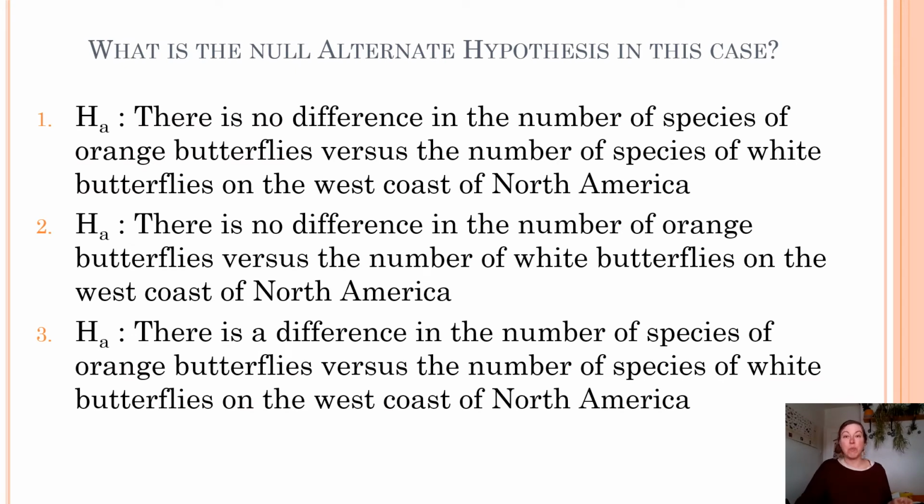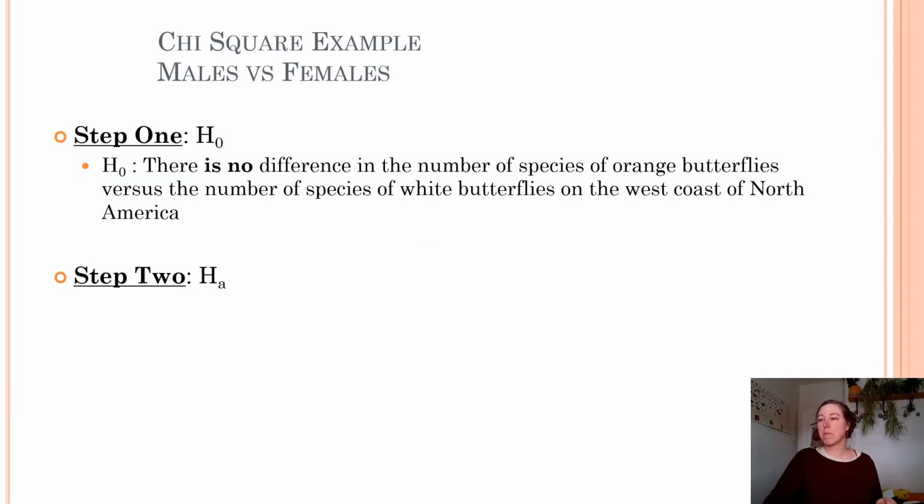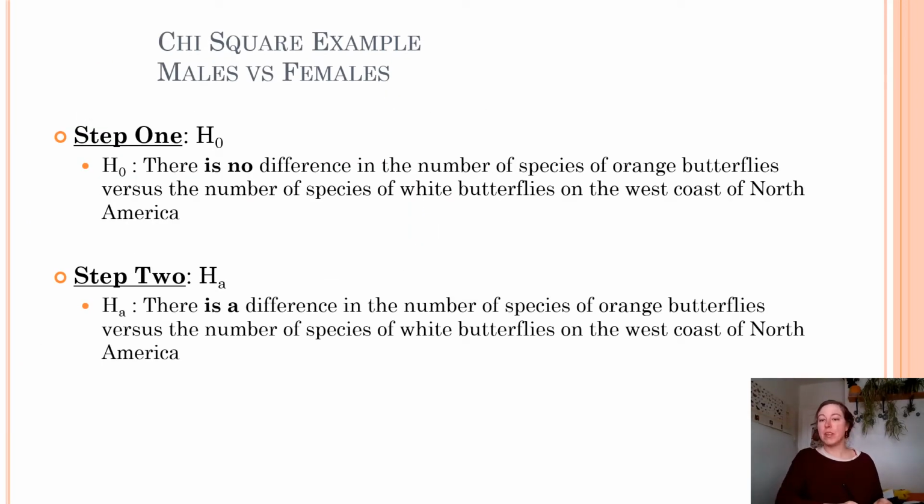The alternate hypothesis is basically the opposite of the null. So we know that this one is the null. So which one's the opposite? There is no difference. There is a difference. A for alternate. So it's this one, not this one, not this one. Ta-da! So that's how I remember this. I remember N for no, null, A for alternate. There is no difference, there is a difference.